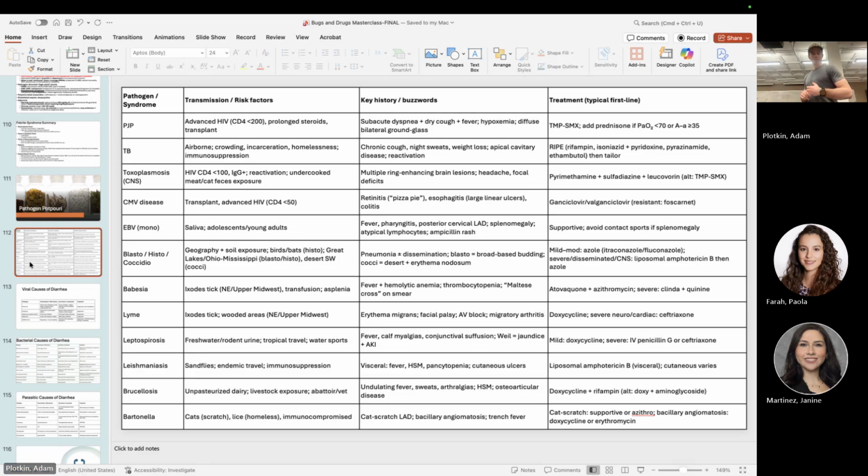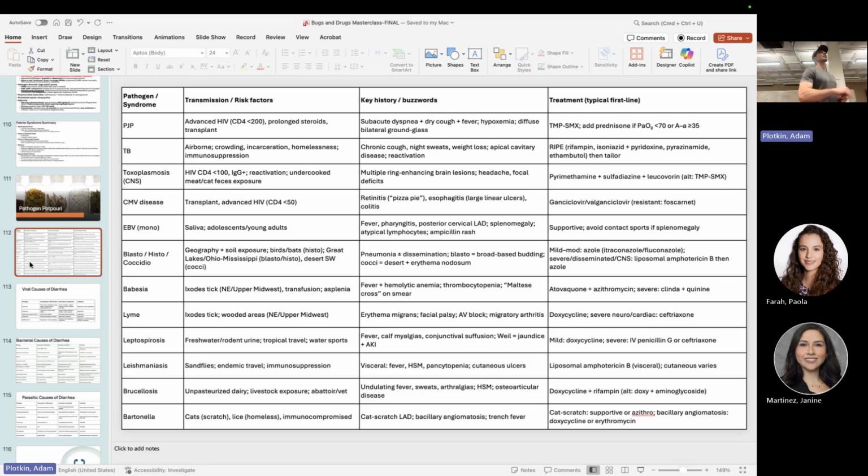Okay. Let's talk about blasto. Who gets blasto? Immunocompetent, immunocompromised? Everyone can get blasto, right? Blasto does not care, right? Histo and coccidio tend to cause your disseminated presentations in the immunocompromised. Blasto can absolutely cause disseminated infection in the immunocompetent, okay? It's a big bad bug.